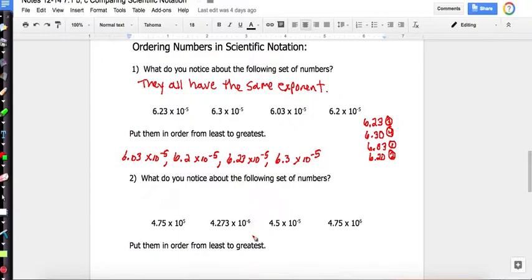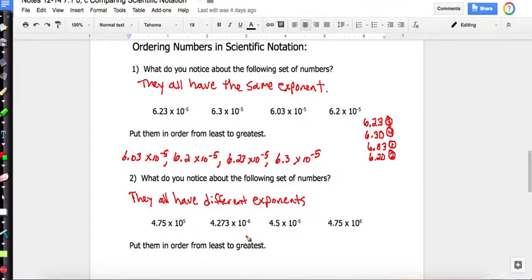Okay, look at the next set of numbers. And what do you notice about this set? Good. They all have different exponents. So if they all have different exponents, then all we need to do is look at the exponent to determine which one's the smallest and which one's the greatest. But remember, this only works when they're all written in scientific notation, and of course all of these are.